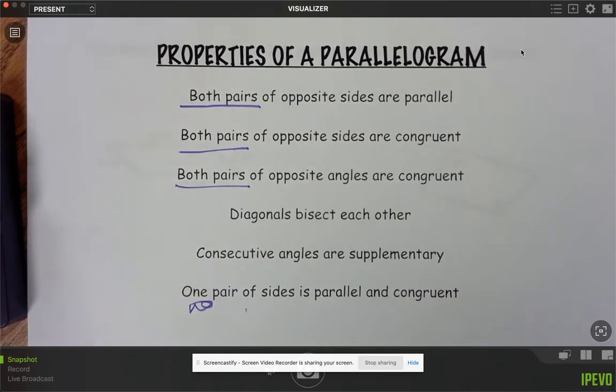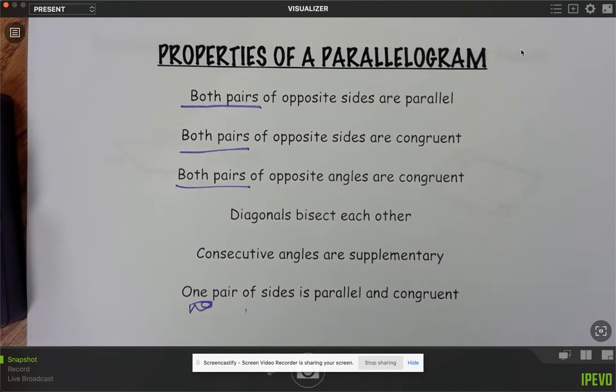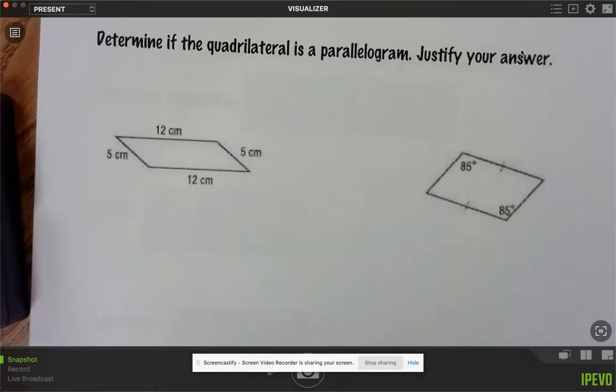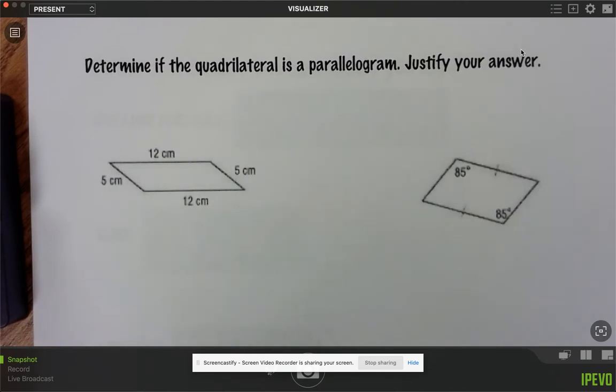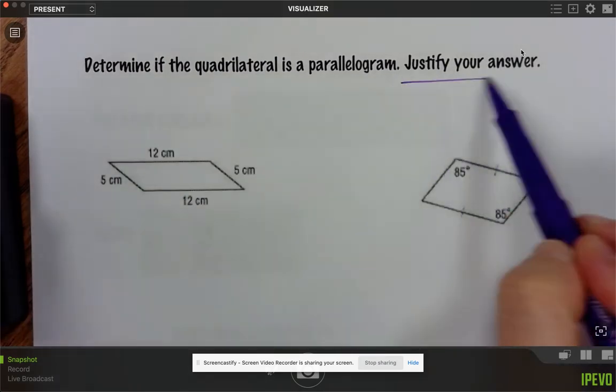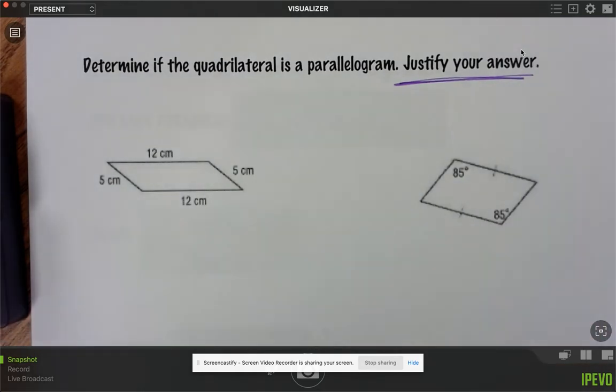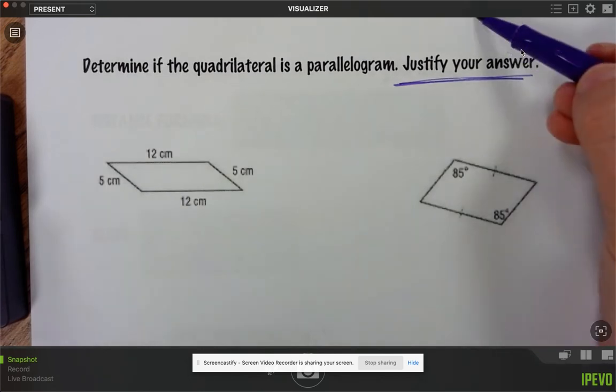So we're going to start off with some pretty basic examples here. It says determine if the quadrilateral is a parallelogram. Justify your answer. So this is big. You can't just say yes or no. You got to give me a reason why. Otherwise, it's just going to be wrong. Don't be wrong because you're lazy. Just tell me why, okay?